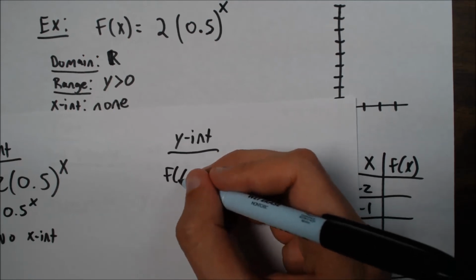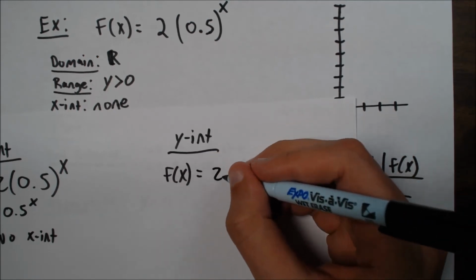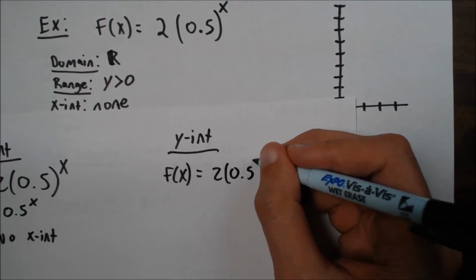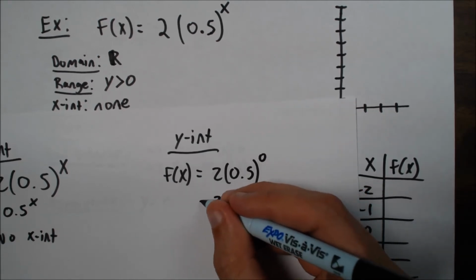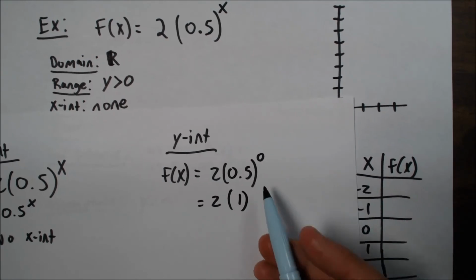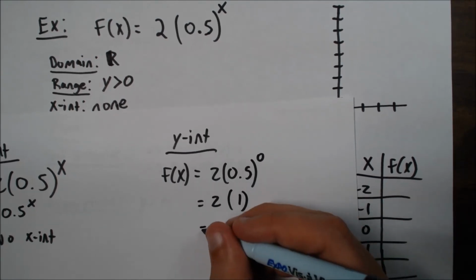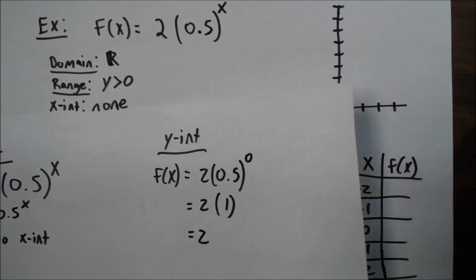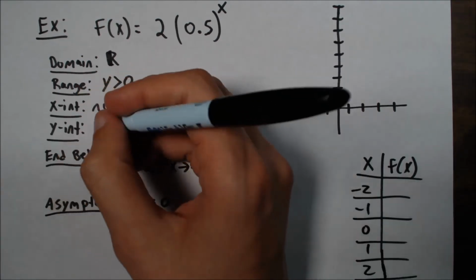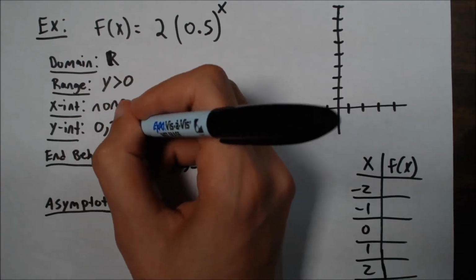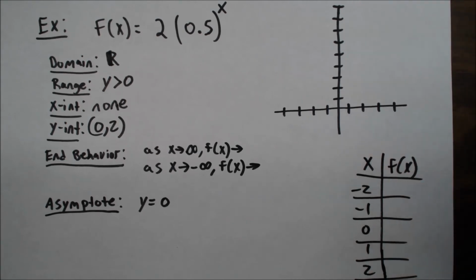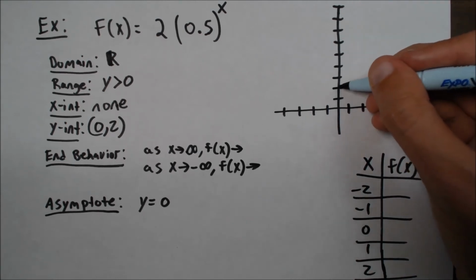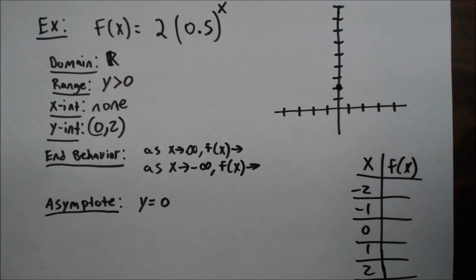So I can say f of x or y equals 2 times 0.5 to the 0, I'm just going to plug in a 0 for x. Well, that's just 2 times 1, because anything to the 0 power is 1, and that gives me 2. Okay? We would also have found this, let me write it in here, 0, 2. We would have found that as we were graphing it as well by filling out the table. Okay? So 0, 2, we already know is a point on our graph.